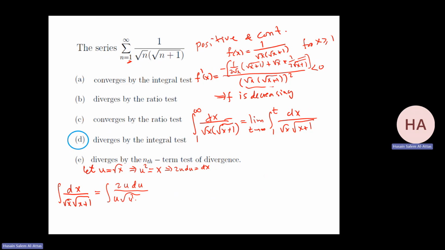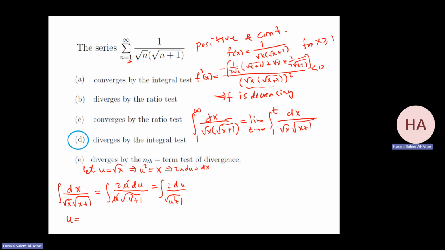Square root of u squared plus 1. Okay, 2u du. u equals square root of x, u squared is equal to x, so dx is 2u du. That will be u, and this is square root of u squared plus 1. Great, so you cancel with u. So you have the integral of 2 du over square root of u squared plus 1.